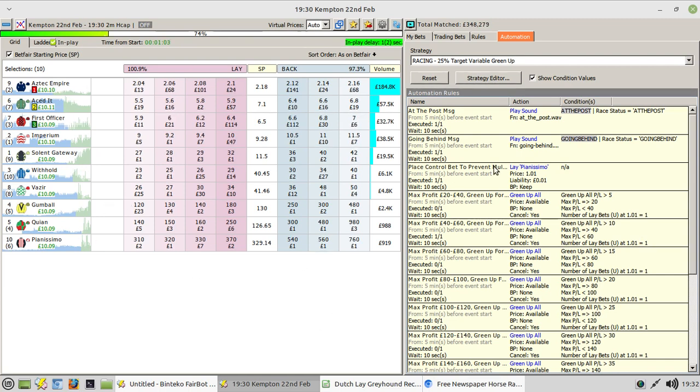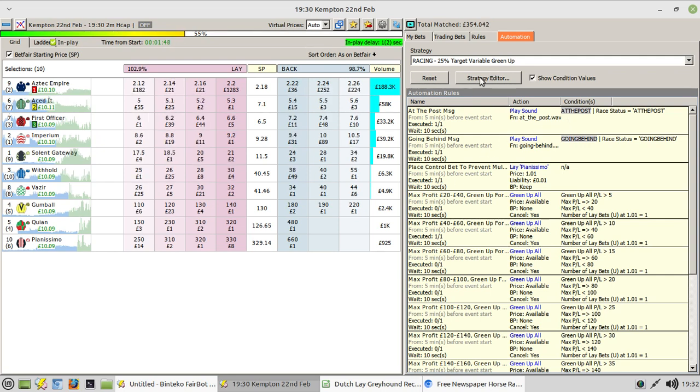So what this automation does is allows you to vary your green up position based on the potential profit. Now, although I've dutched this particular race, this will work for any way that you enter the market. Okay, so if you've layed the favorite, if you've backed the favorite, whatever you want to do, when you've got an open position in the market, it will look at the maximum potential profit and calculate its basic green up position accordingly. And that's effectively it.